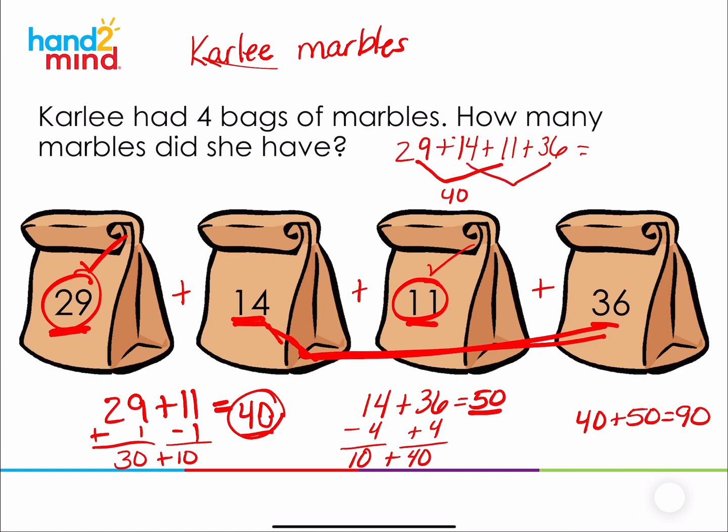And then I did 14 plus 36. And then that got me 50. And now I could add 40 plus 50, and I got 90. So when we add more than 2 add-ins, it's really important that we look for the relationship so we can decide what numbers we want to add together first and then next.